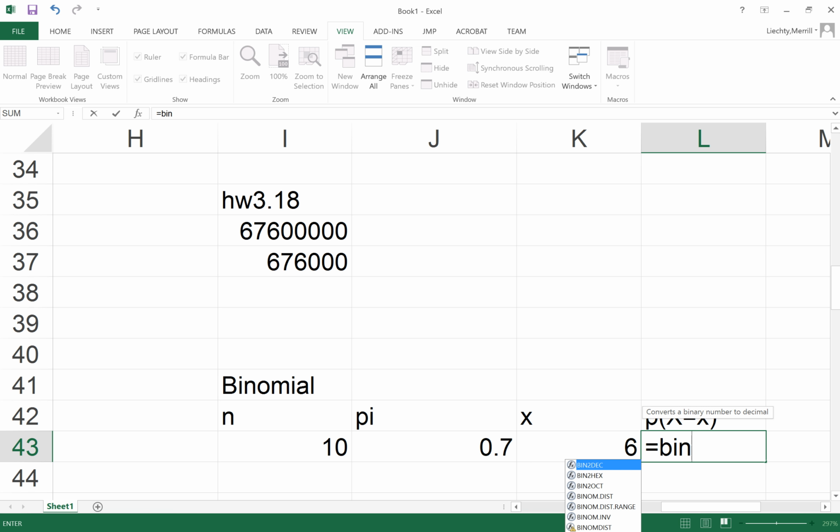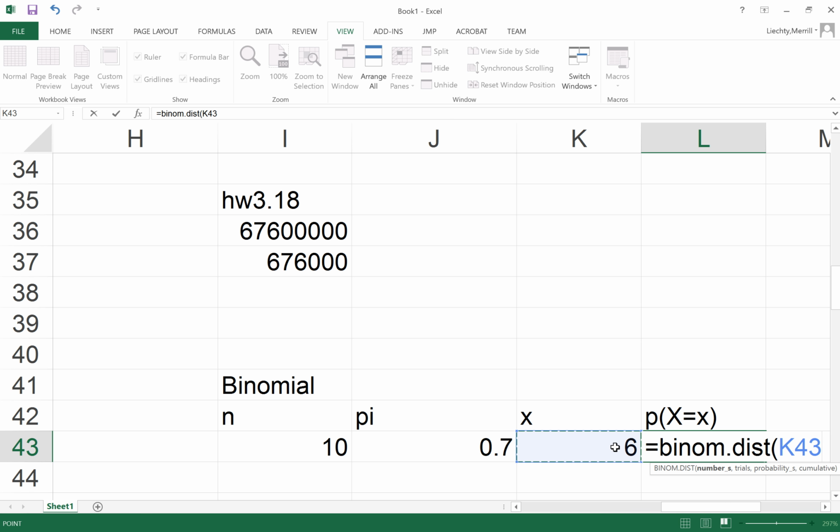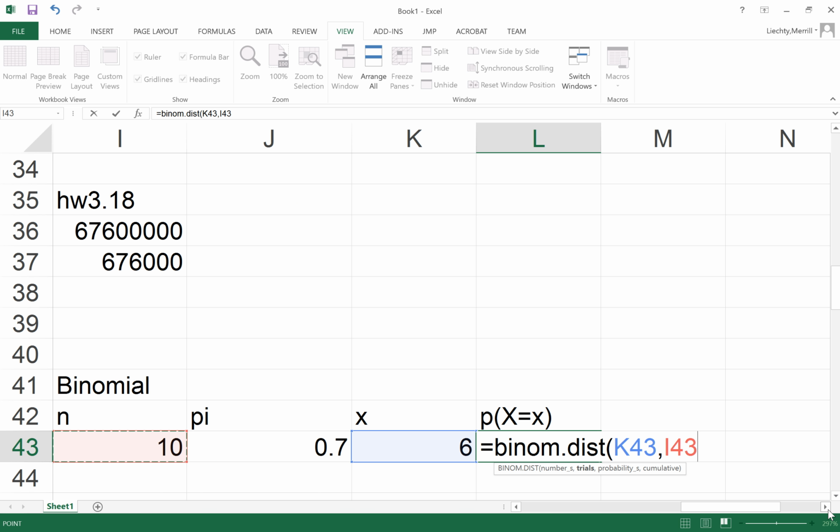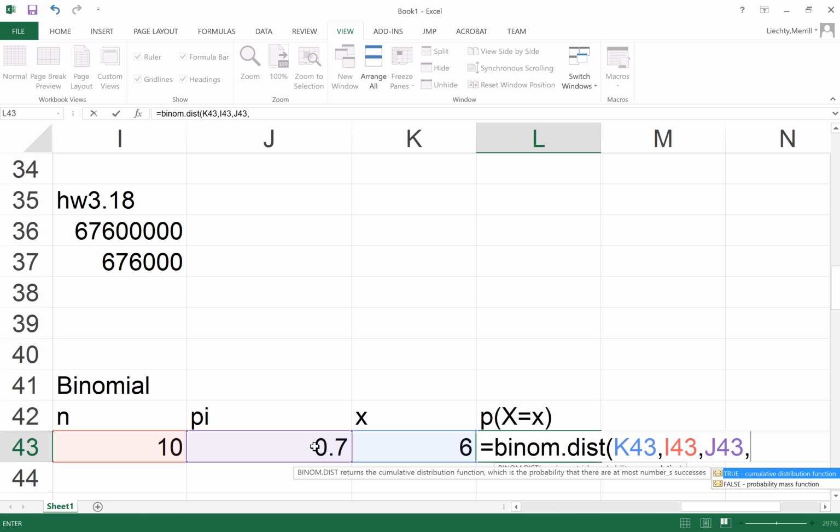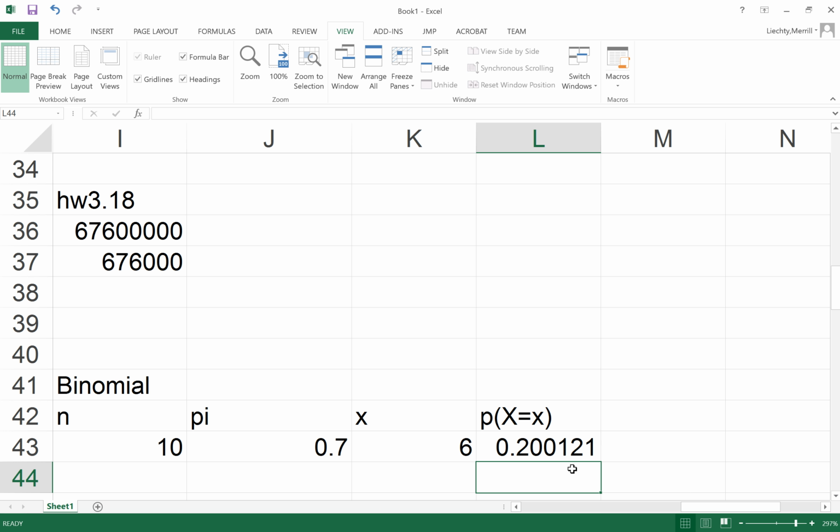So binom.dist. The first argument is going to be x, and you can see down here it says number s. That's the number of successes. That's 6. Number of trials. That's going to be 10. Probability of success is 0.7. And then the last thing says, do you want this cumulative or not cumulative? In this case, we want not cumulative because we're saying we want the probability x is equal to some number. Cumulative means we're adding up from 0 up to that number. So we put in 0 and we get about 20%.